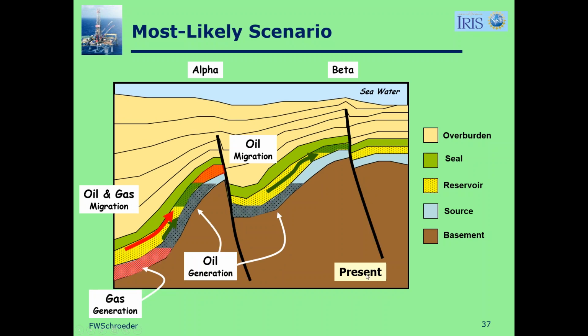And then if I go to the present day, now I have the source in the alpha syncline generating oil and generating gas. The source in the beta syncline is just generating oil. So the oil migrates and continues to add volume to the trap at beta. I have gas and oil reaching alpha. So I model or suspect or predict that I'll have a gas cap and an oil leg.